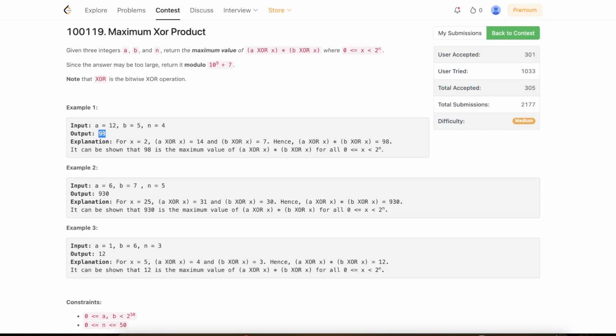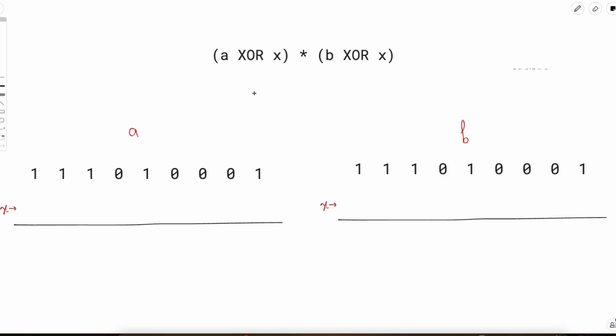One of the obvious ways could be, okay, try out every possible value of x between 0 and 2 power n and see which one is giving you the maximum result. The very brute force approach. But the value of n is 50, so you can't go all the way from 0 to 2 power 50. It will not work. So we have to optimize this. Now let's bring down the problem to a simpler version first.